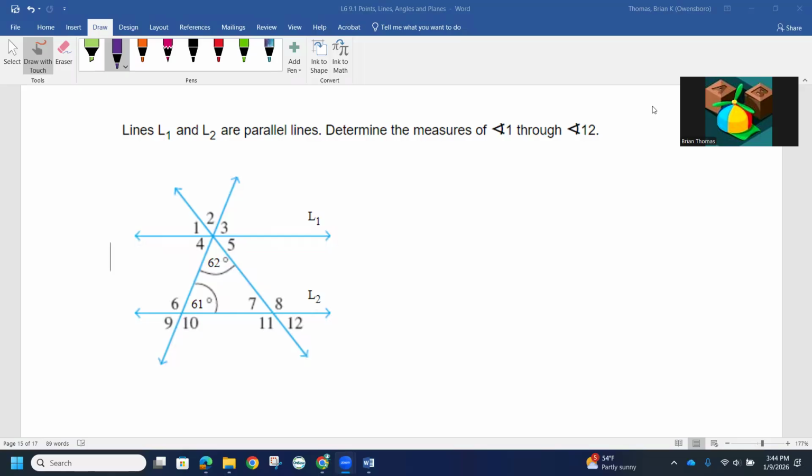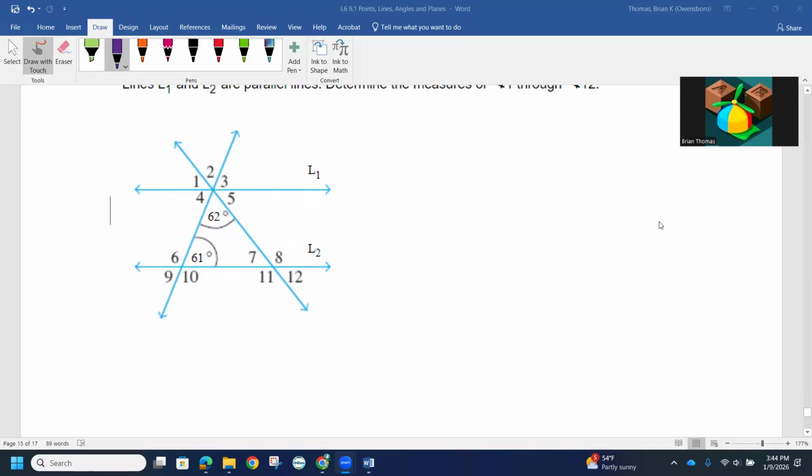So let's look at one more practice here. This is kind of a big kahuna of a problem. Lines L1 and L2 are parallel lines. Determine the measures of angles 1 through 12. So they want us to identify a bunch of angles.